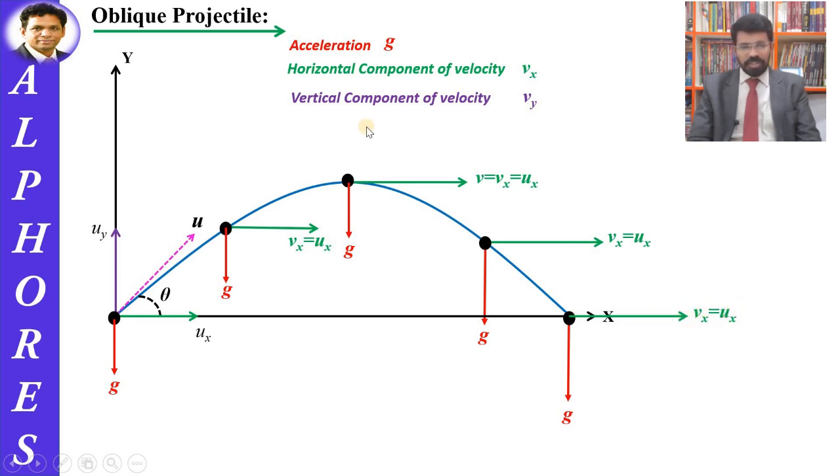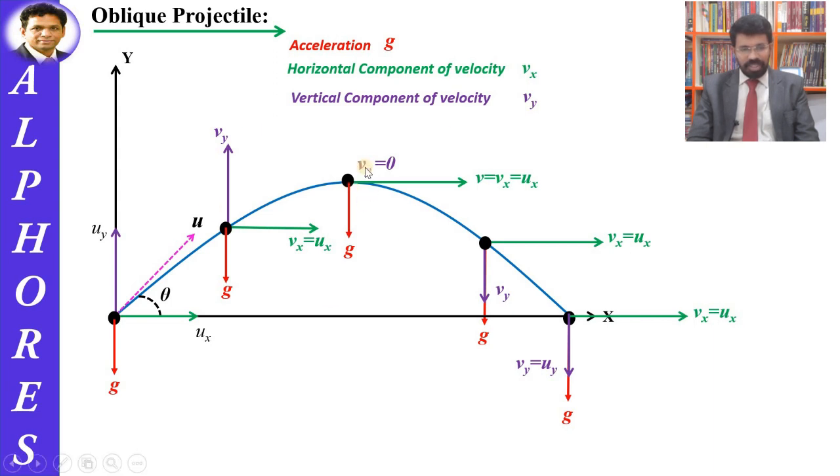What about the vertical component of velocity? Initially, this is the vertical component of velocity, uy. After some time t, the vertical component of velocity is vy, like this. By the time it has reached the maximum height, the vertical component of velocity is 0. We all know that if a body is projected with initial velocity uy, for example, in the vertically upward direction, at the maximum height the final velocity becomes 0, and that maximum height is expressed as u square by 2g. We have already seen this in the motion in a straight line chapter, in the motion under gravity topic.